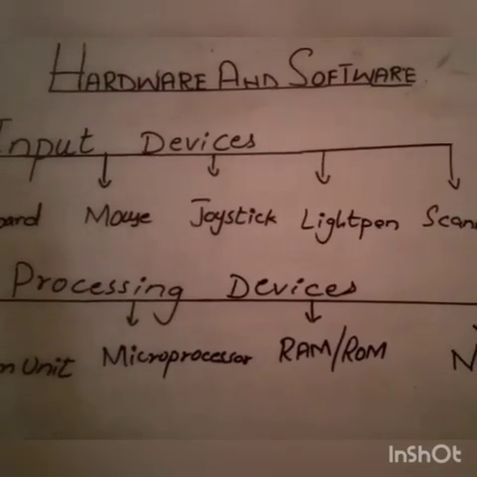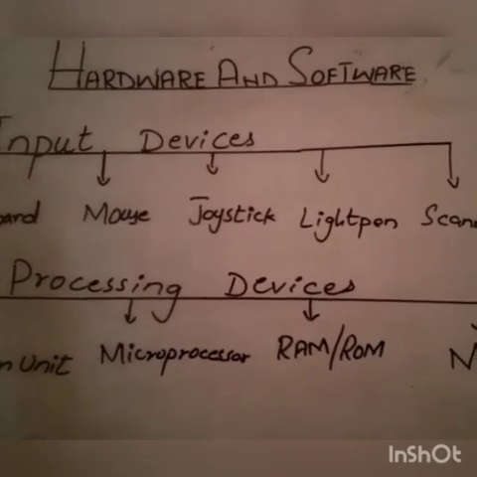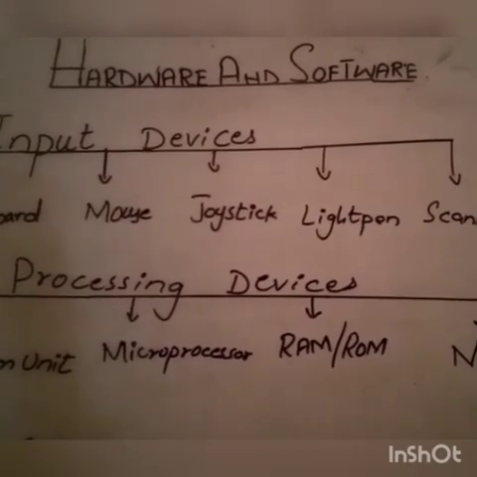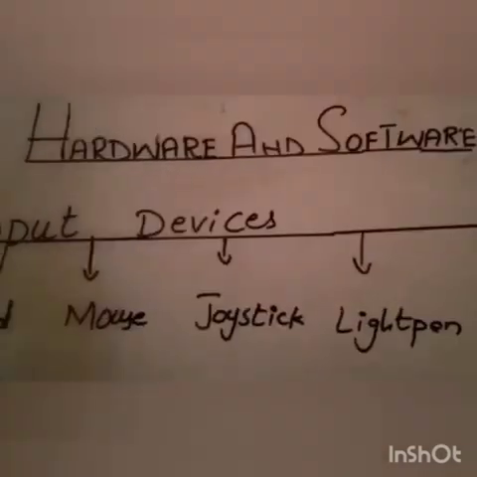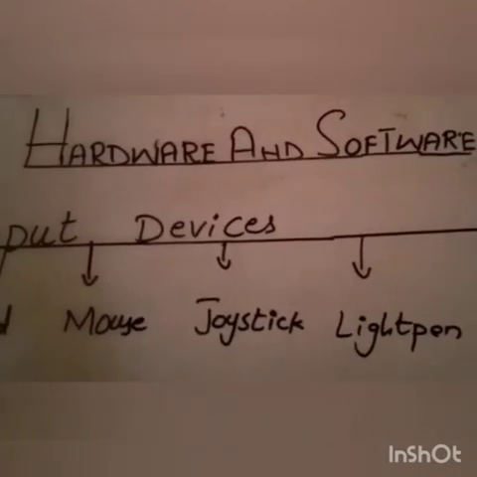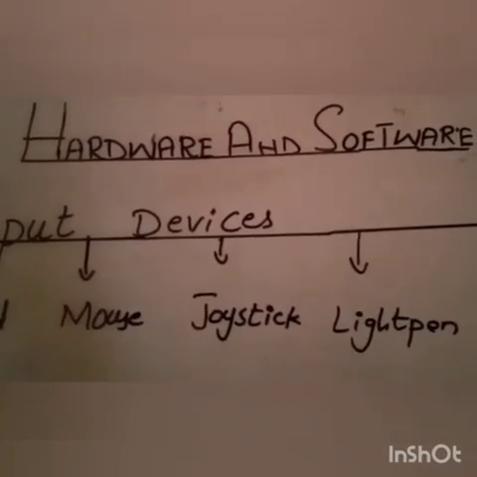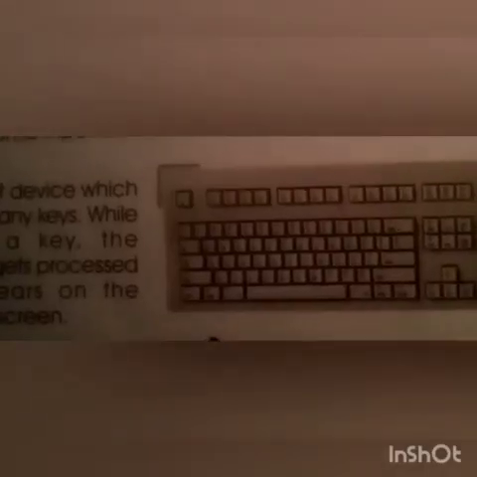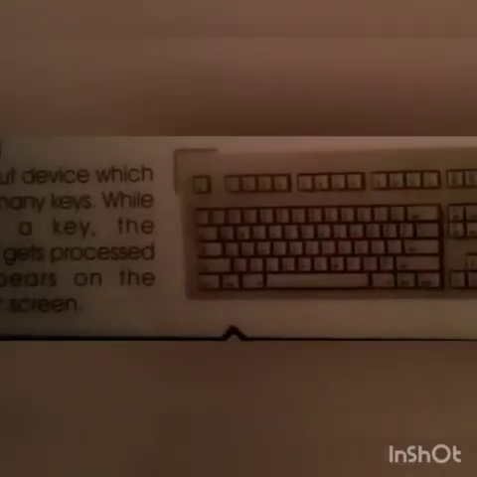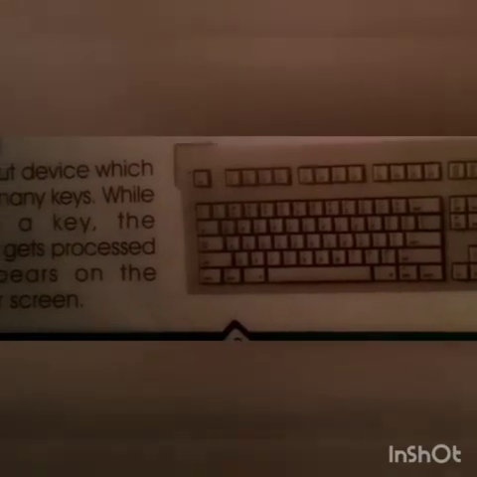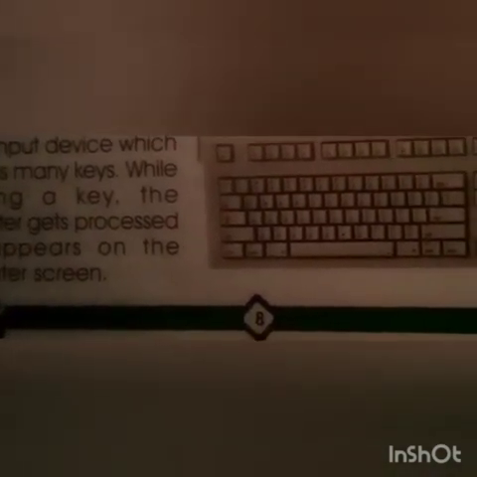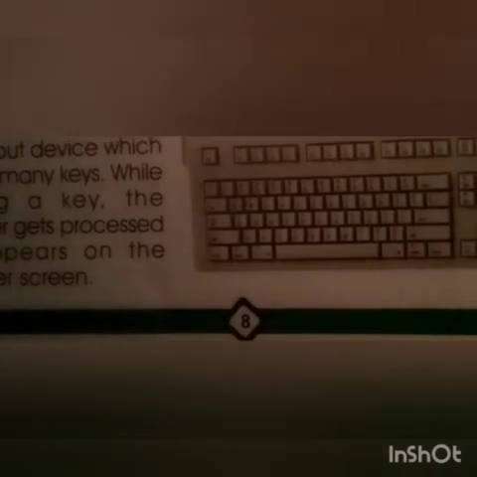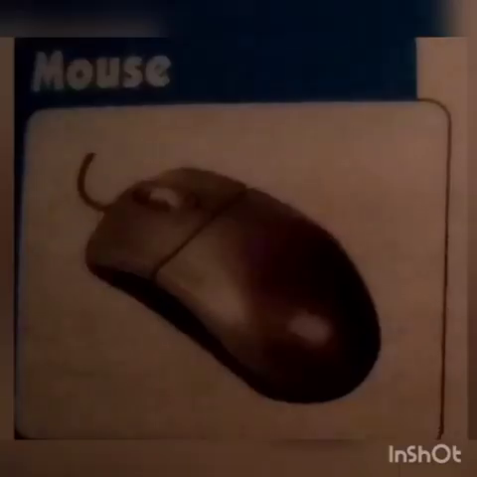Input devices. The devices that are used to enter data and instructions into the computer are called input devices. Keyboard and mouse are most commonly used input devices. Keyboard. It is an input device which contains many keys or buttons. While pressing a key, the character gets processed and appears on the computer screen.